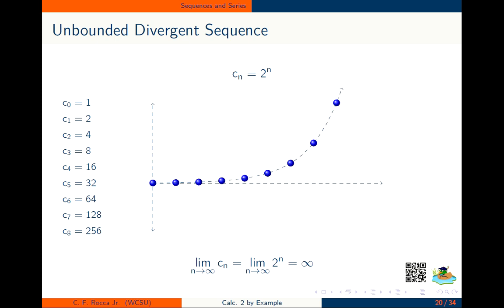And so here we don't have a finite limit for this sequence, so we say this sequence is divergent. It doesn't converge to a finite value, because if we take the limit of 2 to the n as n goes to infinity, we get infinity.